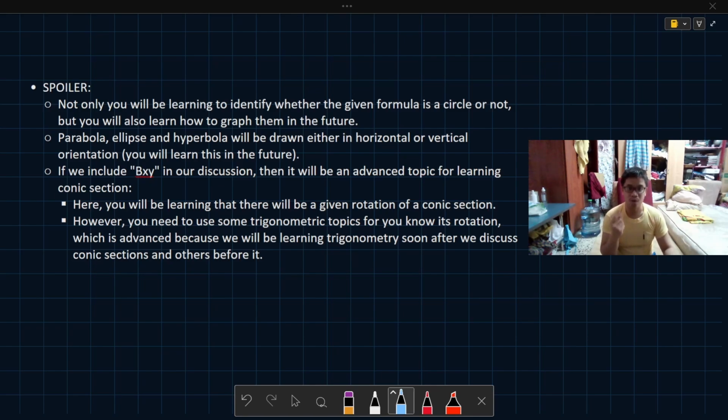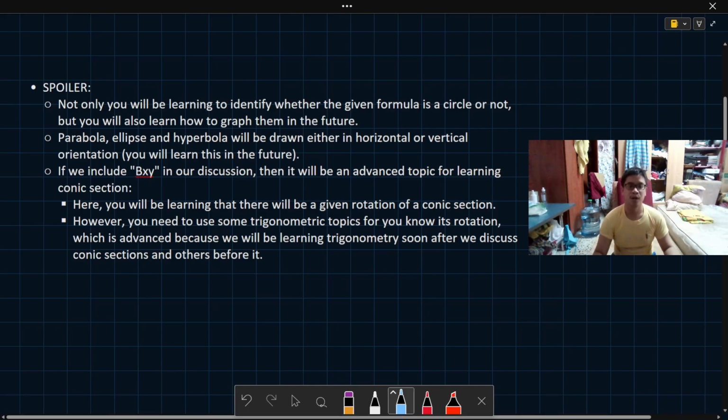Why will we not include bxy? Here's the reason. If we include bxy, or any term that has xy, in our discussion, then it will be an advanced topic for learning conic sections. Why would it be advanced? Because there will be a given rotation of the conic section. To be particular, the parabola, ellipse, and hyperbola, these three, will have a given rotation of themselves.